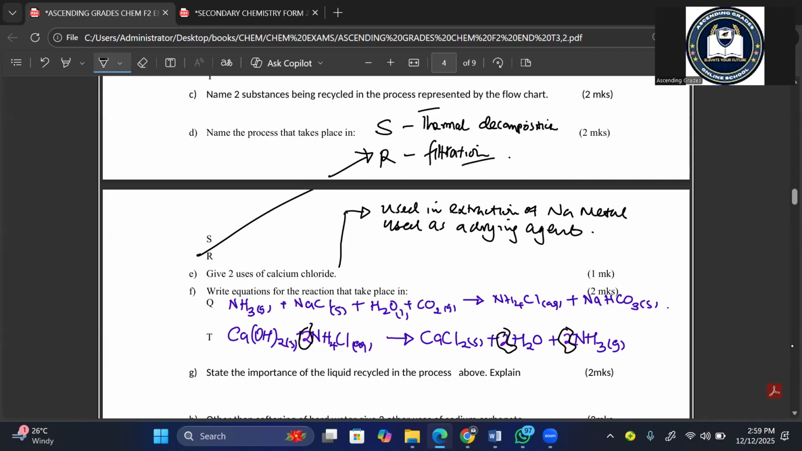State the importance of the liquid recycled in the process above. So the first thing you are supposed to identify is which liquid that is, and the liquid is water. So what is the purpose of the water? To cool the carbonator.